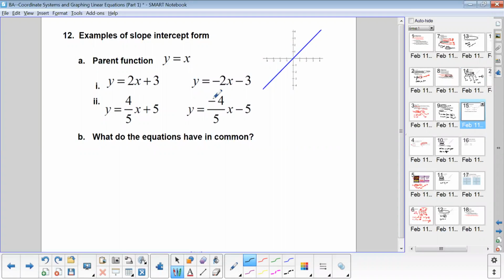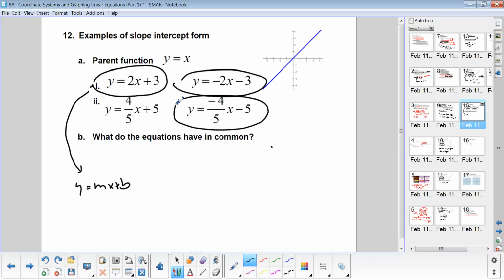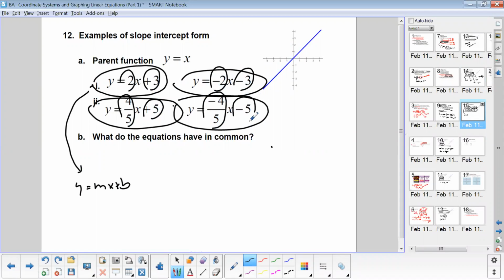With these, a little different than the parent function and different from the others that we looked at, this follows the y equals mx plus b. So what do they have in common? Well, each of these equations, what do they have in common? They each have a slope, and they each have a y-intercept. Slope, y-intercept. So those are things that they have in common, and then we'll see how these relate to the parent function.